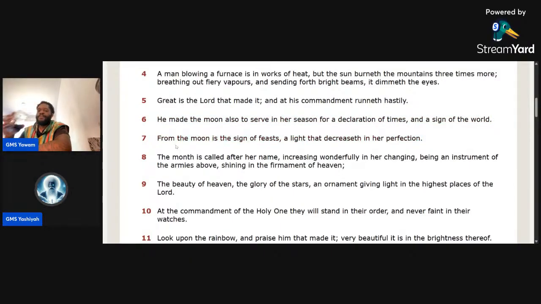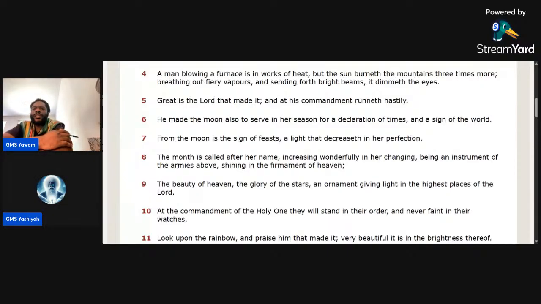Verse 7, it says, From the moon is a sign of feast, a light that decreaseth in her perfection. So from the moon is a sign of feast, because it essentially tells us when these different feasts will be. Pretty much all the feasts are timed off of the moon. That's like the feast time clock.